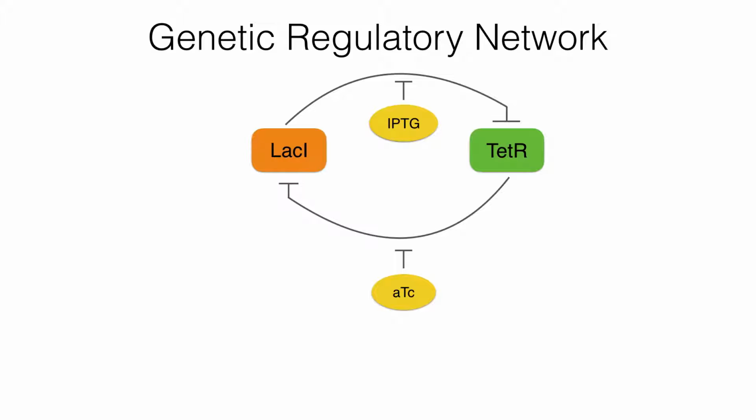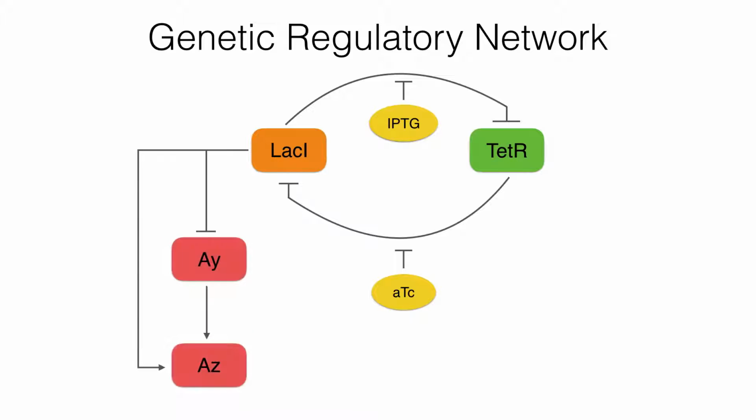I begin with the inducible toggle switch developed by Collins et al. That is able to switch between the states of high LacI expression and high TetR expression by adding the inducing molecules IPTG or aTc. I then tied LacI to the start of an incoherent feed-forward motif. In this motif, LacI both activates and represses AZ. If both LacI and AY are necessary for AZ's expression, then AZ will only be expressed in a short pulse when the system moves to the high LacI state.